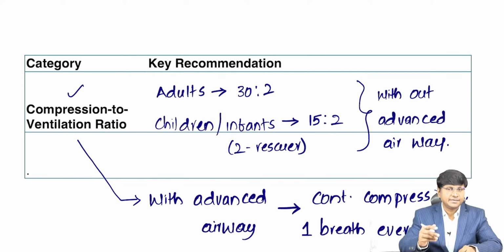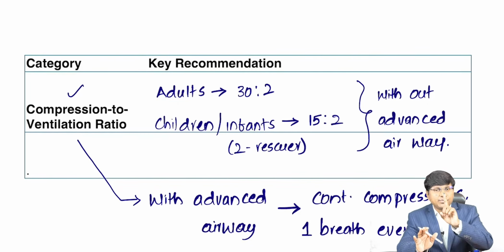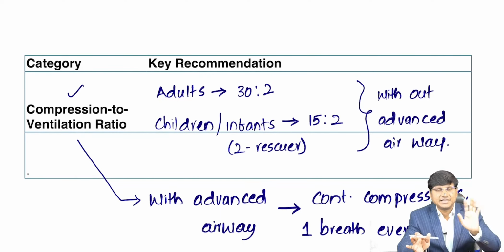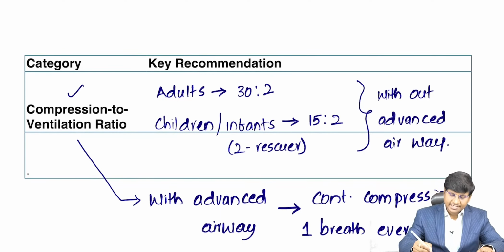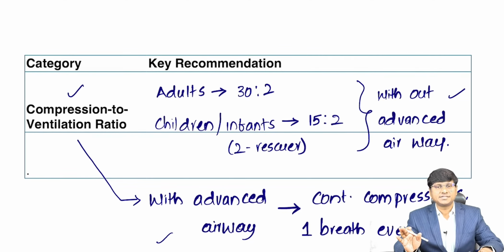Advanced airway in the sense where you have done a tracheostomy. In such a case the compressions should be continuous and you need to give one breath every 6 seconds with that advanced airway. So this is what the compression to ventilation ratio should be without an advanced airway, and what the compressions and breaths should be with an advanced airway.